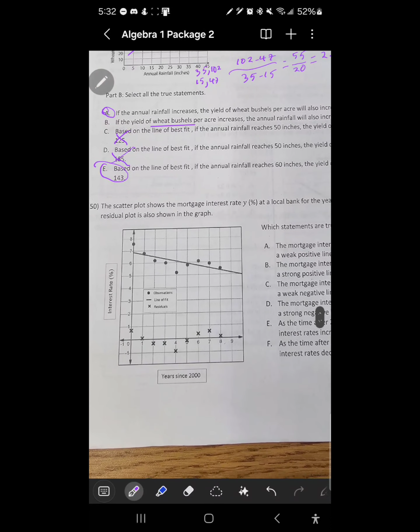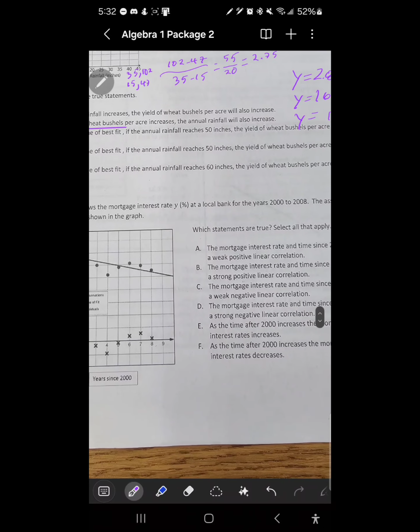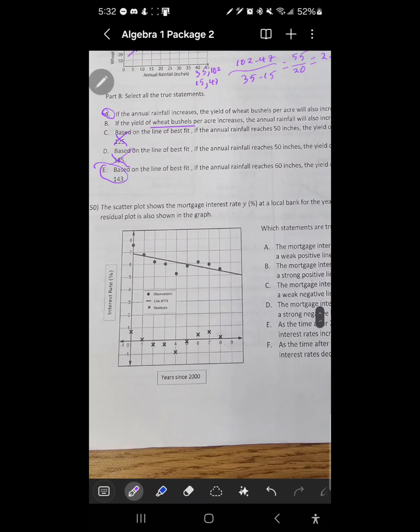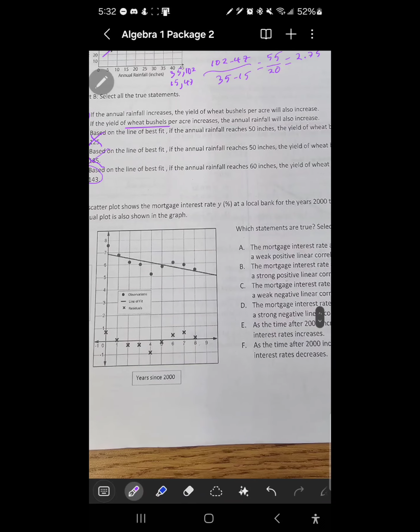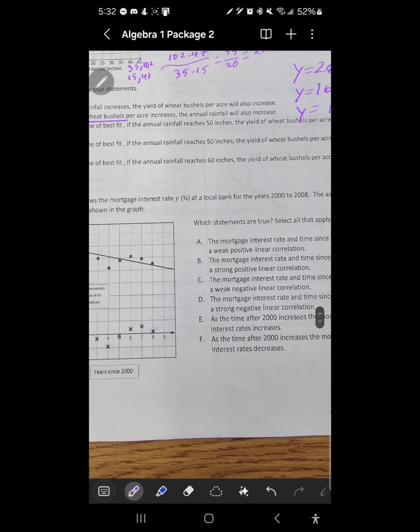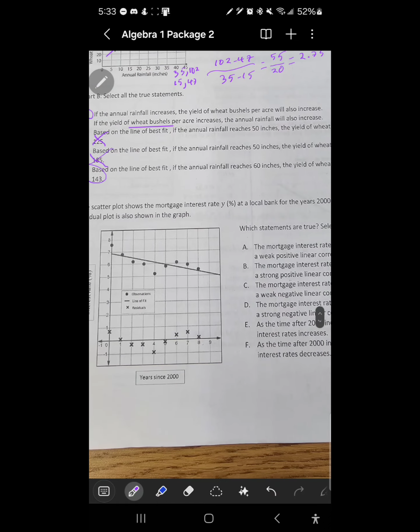So, the scatter plot shows the mortgage interest rate, y percentage, at a local bank for the years 2000 to 2008. The associated residual plot is also shown in the graph. Which statements are true? Select all that apply. A: The mortgage interest rate and time since 2000 have a weak positive linear correlation.